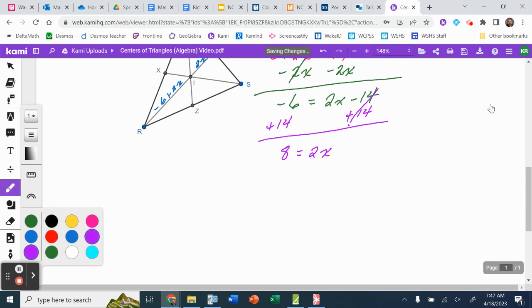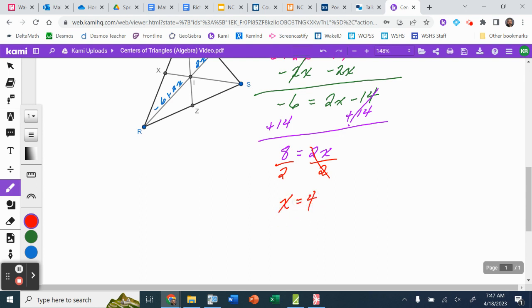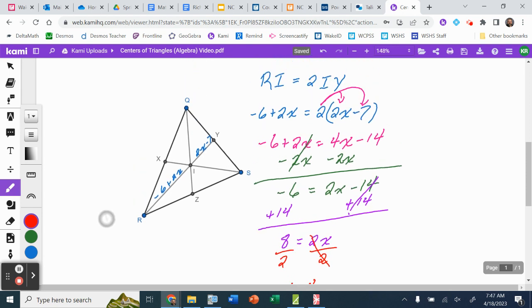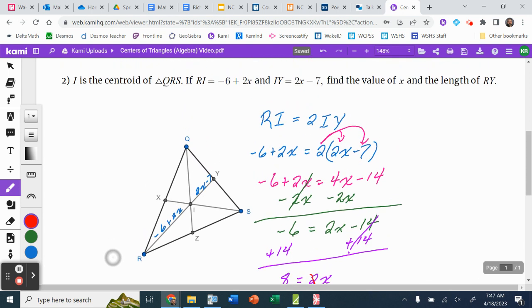So then finally, to finish solving, I could divide both sides by 2. The 2's would simplify to 1, so I have 1x there. And 8 divided by 2 is going to leave us with x is equal to 4. So that's half the problem. We found the value of x, and that's what it asked us to do first.